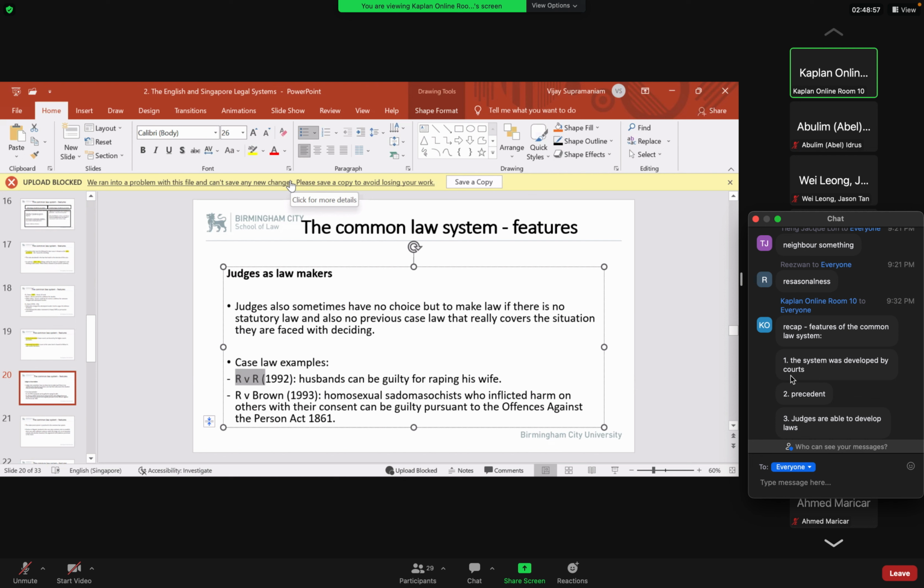In this case, the wife complained that the husband had raped her. The husband and wife were separated, but not by law; they were not divorced yet. They were still considered married couples. She complained that her husband had forcefully had sexual intercourse with her.